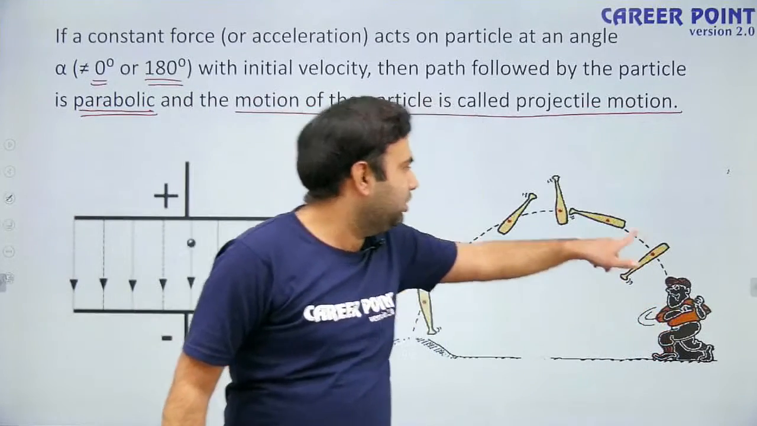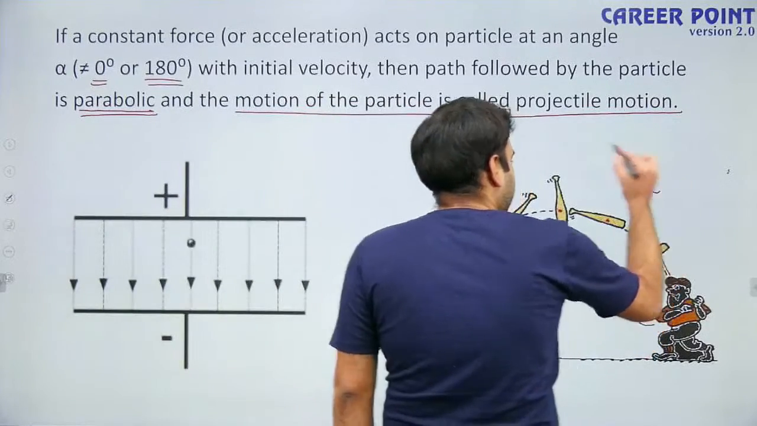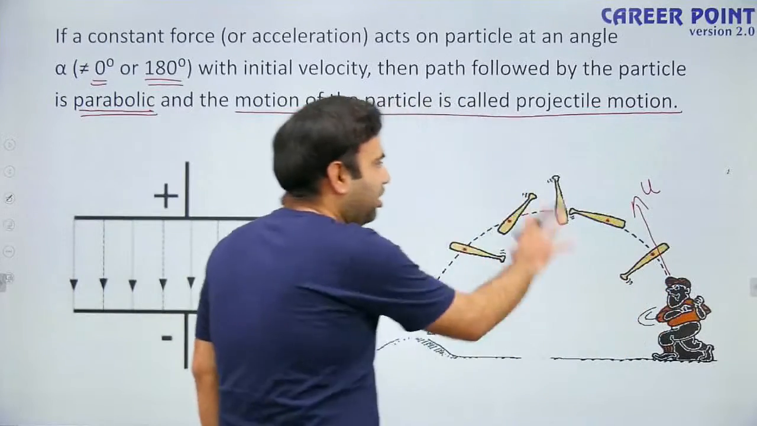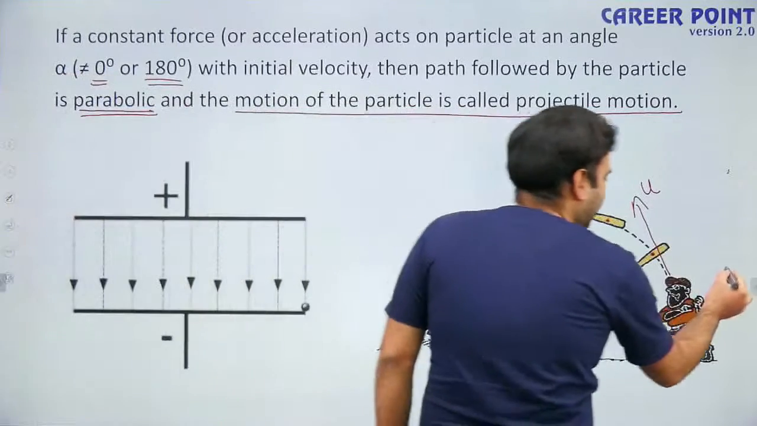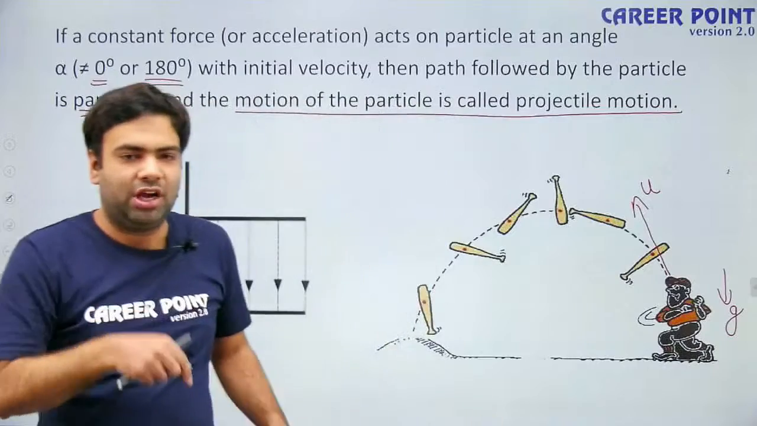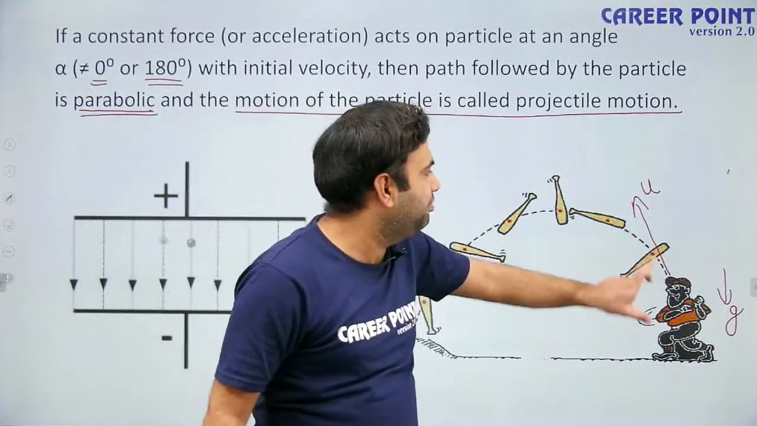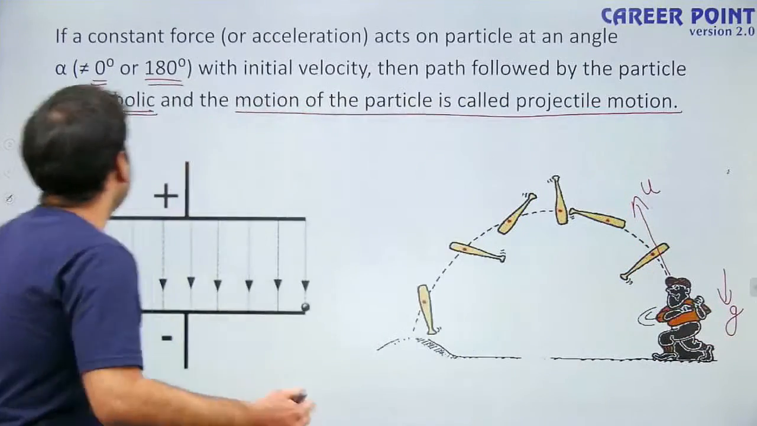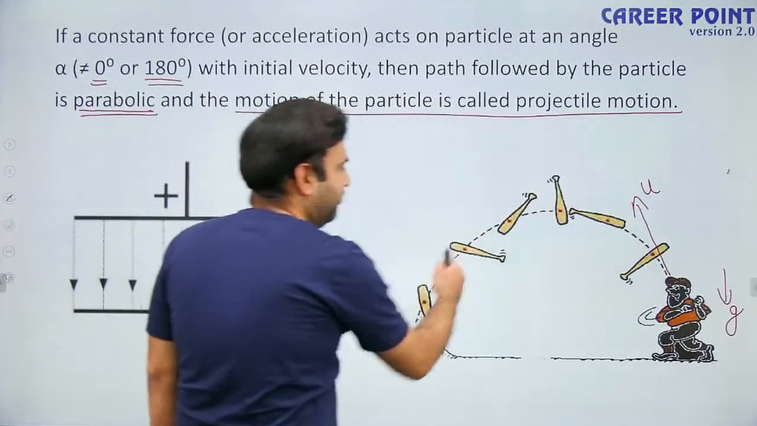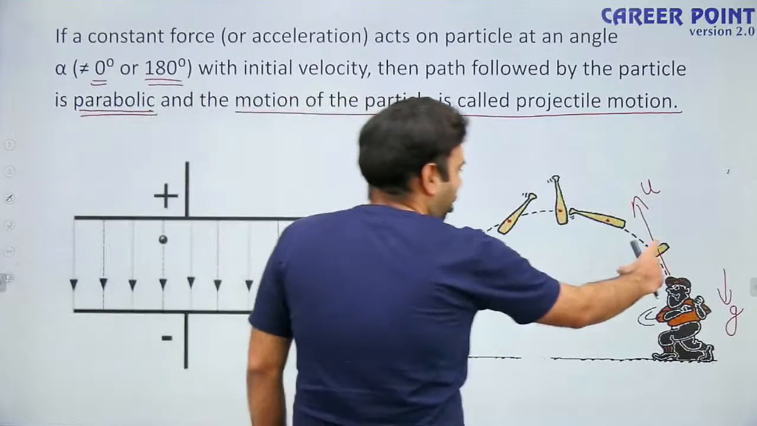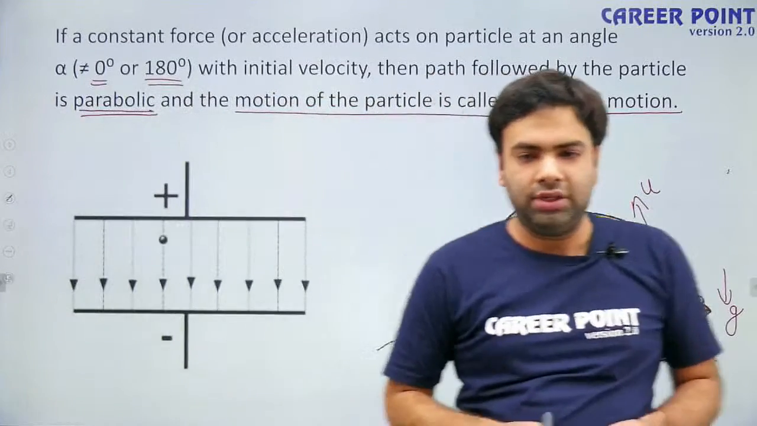If this man throws his bat like this in the sky, he is throwing this bat with a velocity u, and definitely because he is throwing this near the surface of earth, acceleration due to gravity is in downward direction. Okay, acceleration is in downward direction, and this is the initial velocity. So as you can see, the angle between initial velocity and acceleration due to gravity is neither 0 nor 180. So the path of this bat will be projectile motion. Actually, because the bat is not of point size, its center of mass will follow the parabolic path, which is known as projectile motion. Okay.